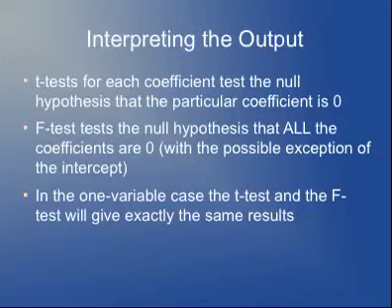We saw before spring break that for the one variable case, the t-statistic and the F-statistic gave exactly the same p-values, which makes sense. If there's only one variable, the null hypothesis that that particular variable's coefficient is equal to 0 is the same null hypothesis that the coefficient for all the variables is equal to 0, because there's only one variable in that case.